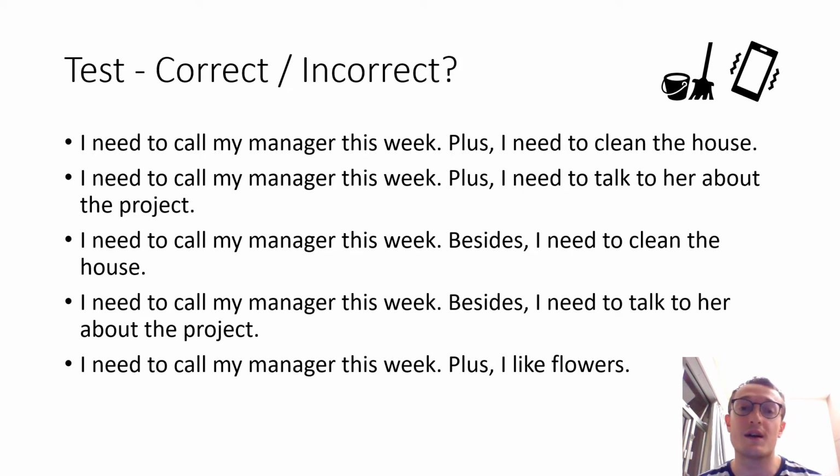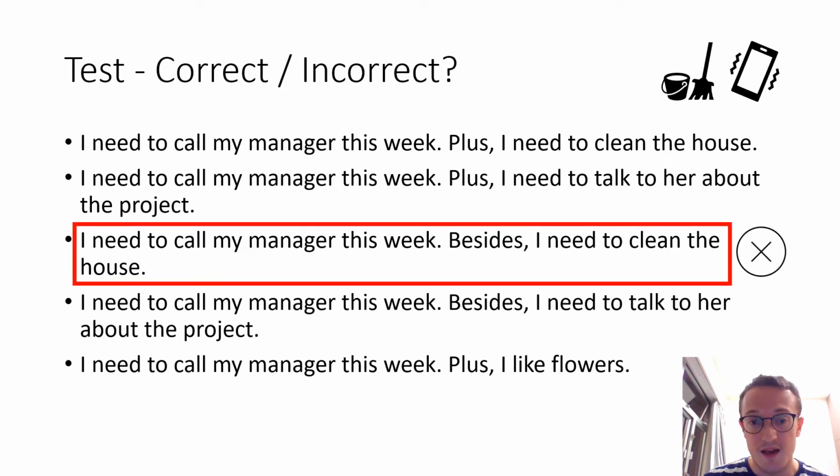Okay, so now you have worked on the answers. Let's reveal the answers so I can tell you the incorrect sentences. Here's the first incorrect sentence. I need to call my manager this week, besides I need to clean the house. This is incorrect because I need to clean the house is an unrelated point. It does not support the first point of I need to call my manager this week. So although it's within the same umbrella topic of what I need to do this week, the point is unrelated. It doesn't support the first point. So we can't use besides. Here we should use plus instead.